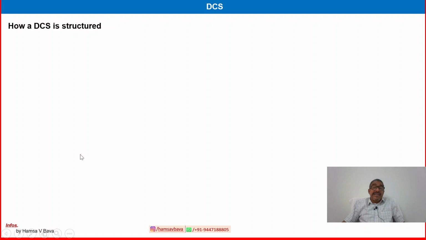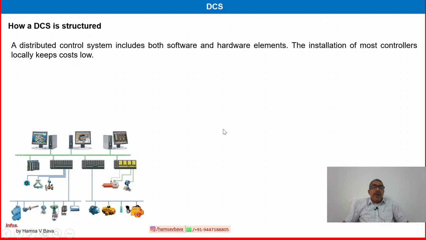How a DCS is structured. So this is our core information in this video. A distributed control system includes both software and hardware elements. See here, both software, PLC and software are also included in a DCS.